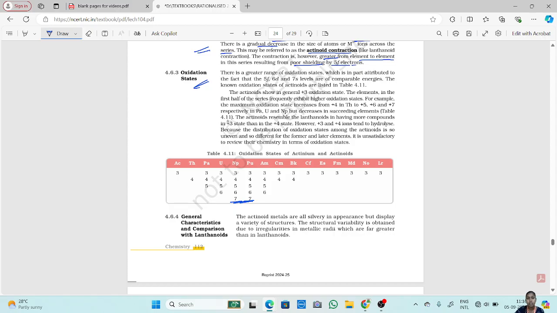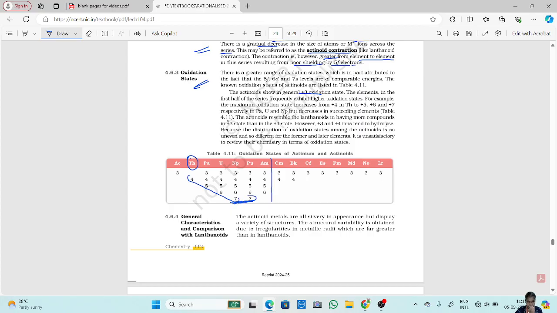Now the actinoids show a general +3 oxidation state. Only thorium is an exception. Except for thorium, all the other elements show a general +3 oxidation state. The elements in the first half of the series frequently exhibit higher oxidation states, up to americium. For example, the maximum oxidation state increases from +4 in thorium to +5, +6 and +7.